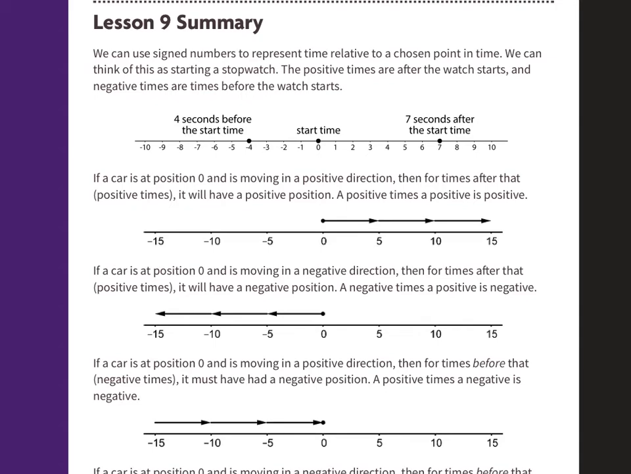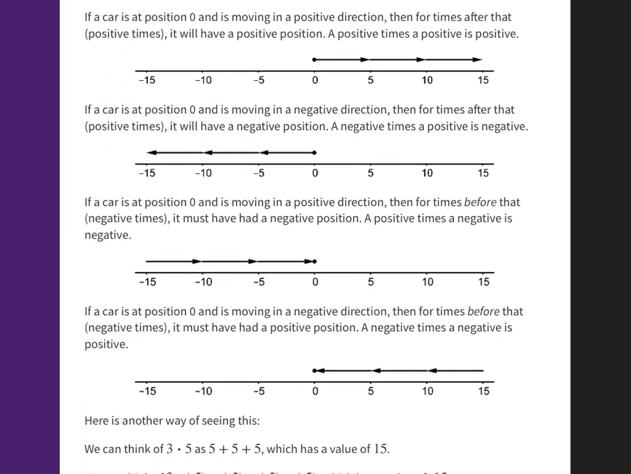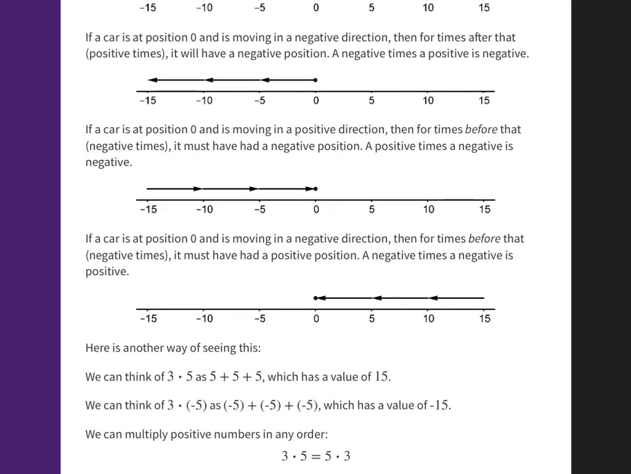If a car is at position 0 and is moving in a negative direction, then for times after, it will have a negative position. A negative times a positive is a negative. If a car is at position 0 and is moving in a positive direction, then for times before, it must have a negative position. A positive times a negative is a negative. And if a car is at position 0 and is moving in a negative direction, then for times before that, it must have a positive position. A negative times a negative is a positive. Okay, so the rules. If the signs are the same, the answer is positive. So positive times a positive, or negative times a negative. And if the signs are different, so we get one of each, a positive and a negative, the answer is going to be negative.